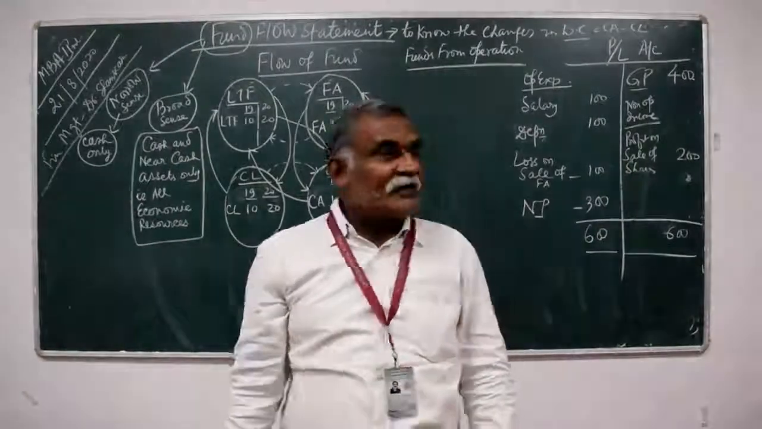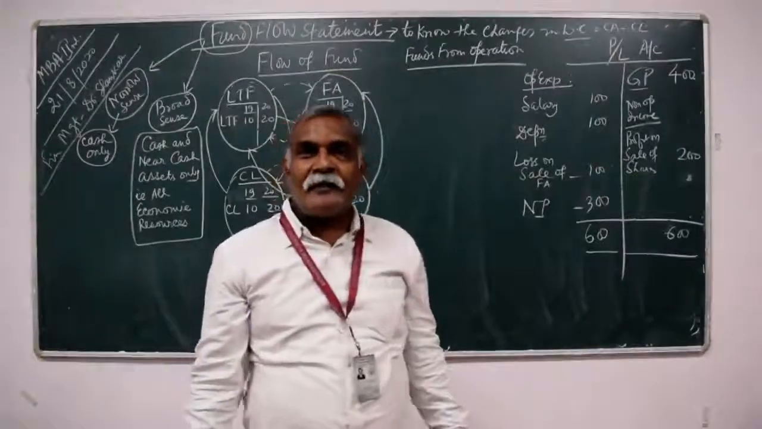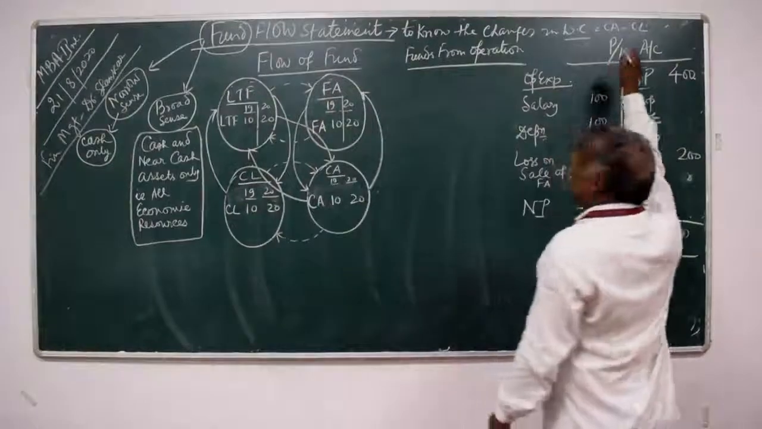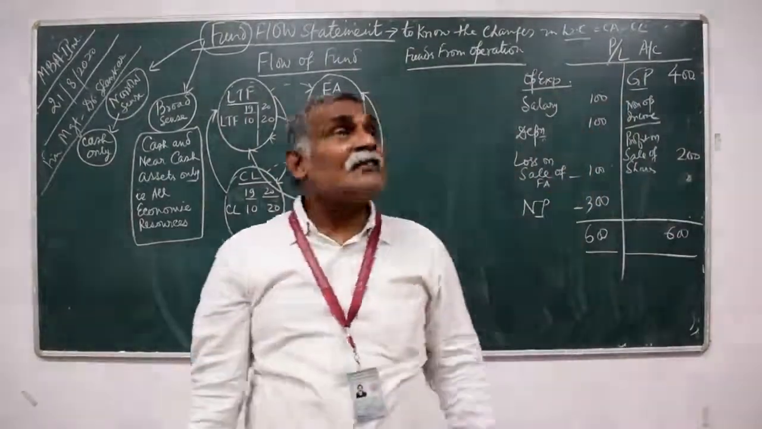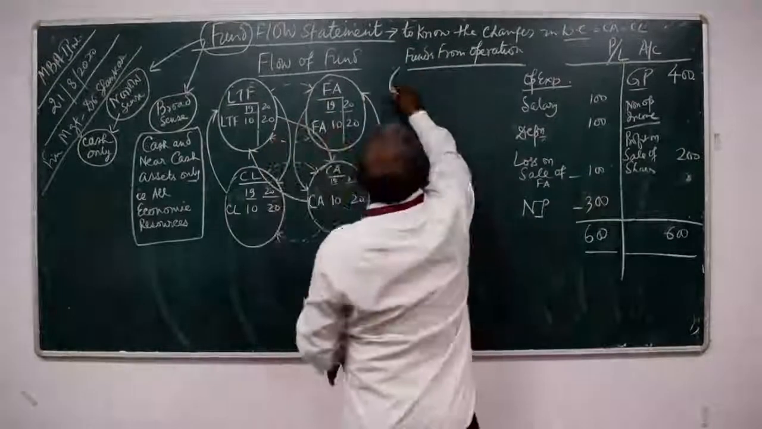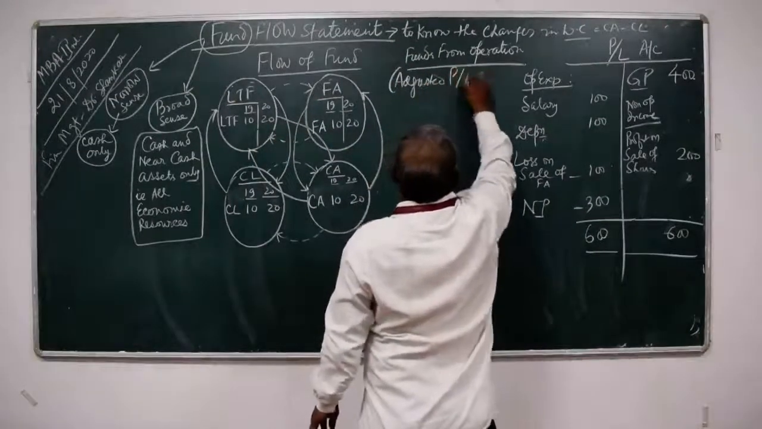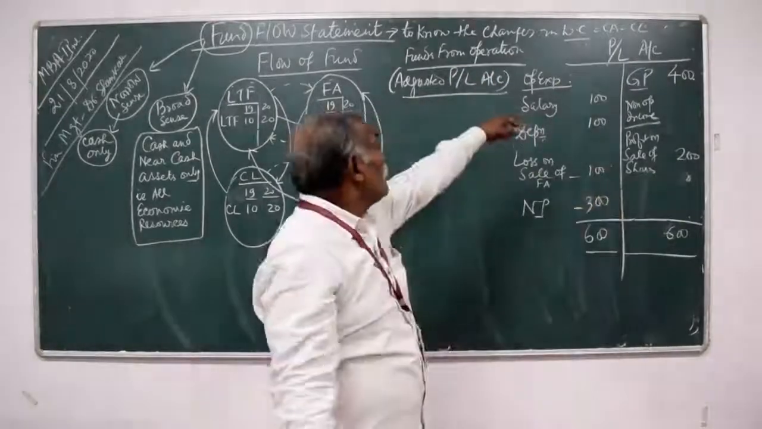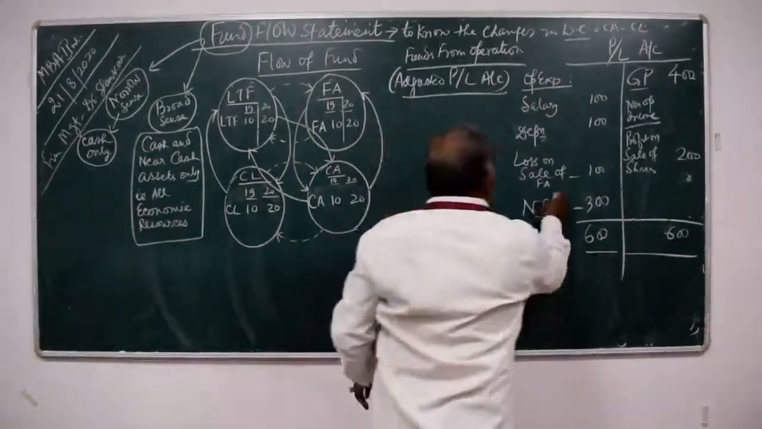Okay? Now, third, I will discuss fund from operation. Fund from operation is also known as adjusted profit and loss account. Because in the profit and loss account we calculate net profit.